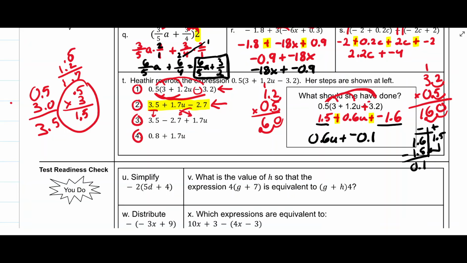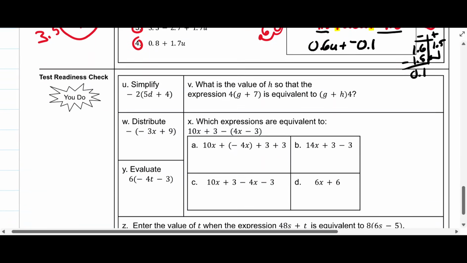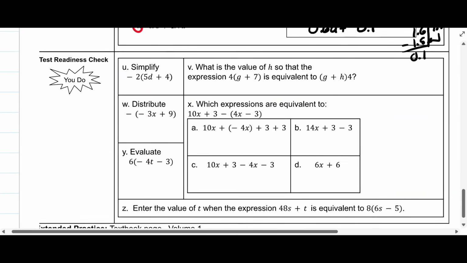All right, well, that's the lesson. Now we're going to go down into the test readiness check. And these are a bunch of you-dos. Now, these are not going to be just easy ones. This is going to make your brains work for a bit. So let's take a look at the first one. I'll kind of guide you through what you're going to be doing.